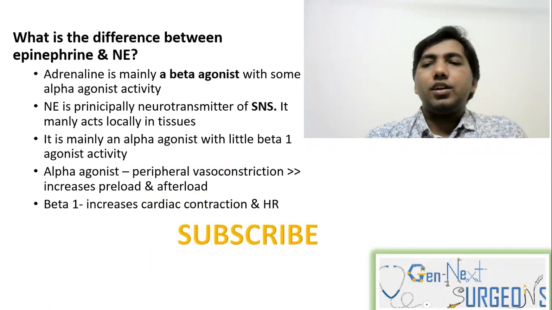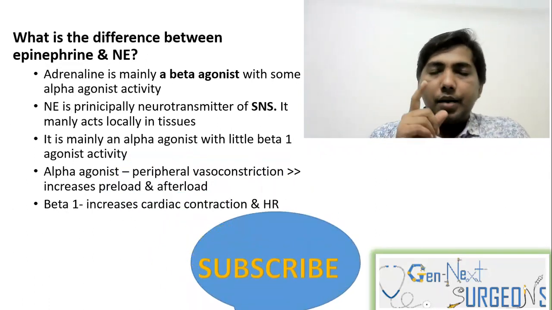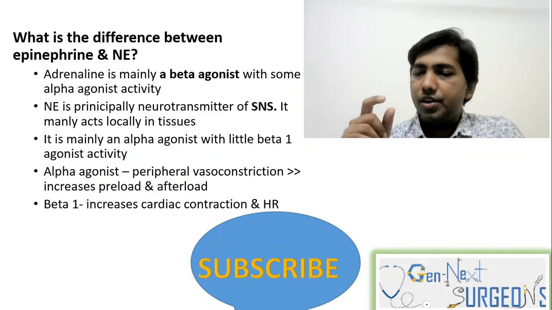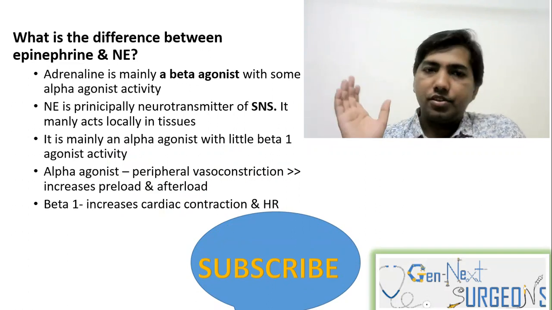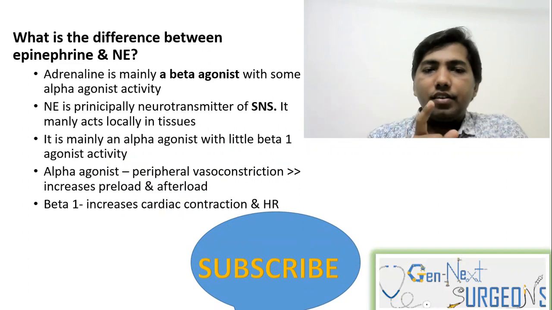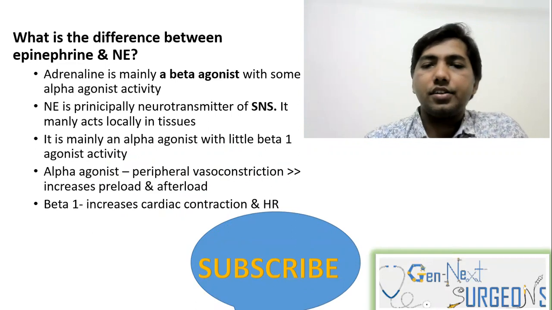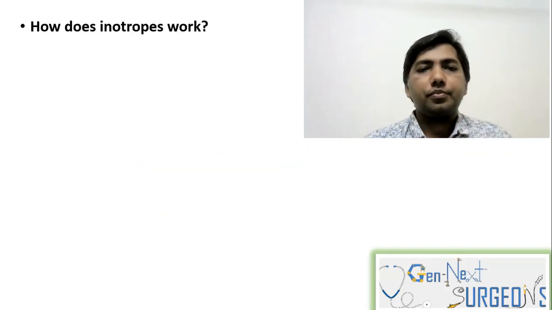Now, what is the difference between epinephrine and norepinephrine? Epinephrine is mainly a beta agonist, beta 2 actually, causing vasodilation. Norepinephrine is an alpha agonist, as I have stated, and that alpha agonist causes vasoconstriction, and beta 1 raises heart rate. With this, they work.